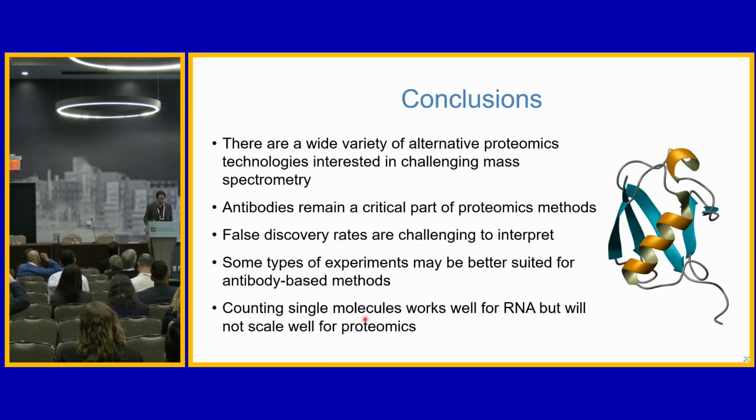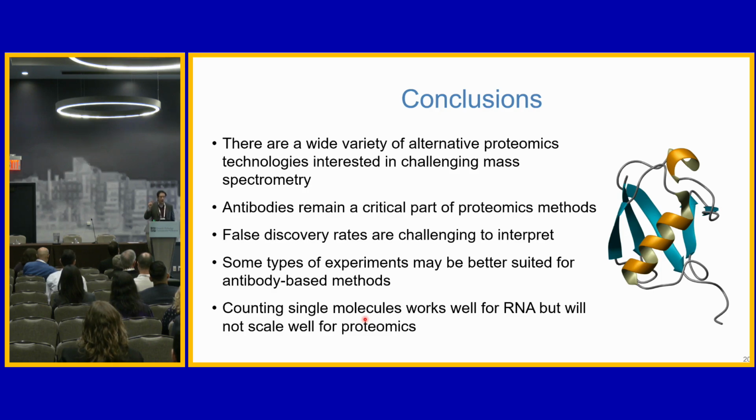Okay, so with that, I'd like to conclude here. There's a wide range of these alternative technologies that are interested in challenging mass spectrometry for relevancy. Antibodies and affinity reagents remain a critical part of all of these types of technologies. It's funny that we're going back to this idea of trying to run Westerns and IHC. I really am sad about this, but I understand that this is the direction that we're going.